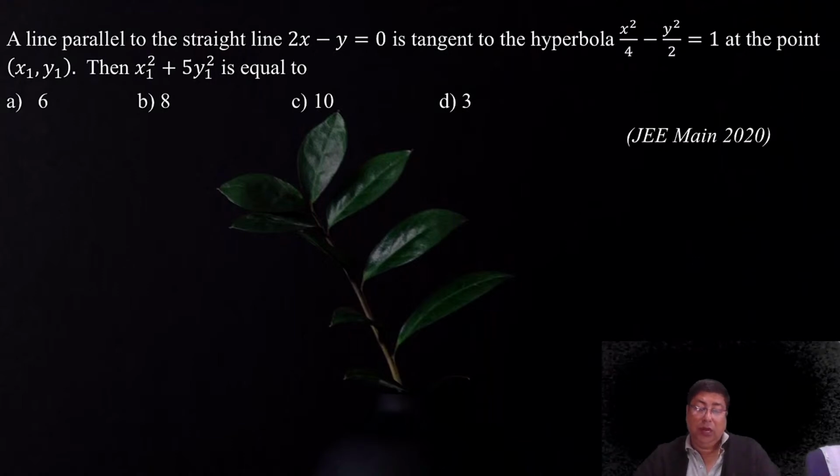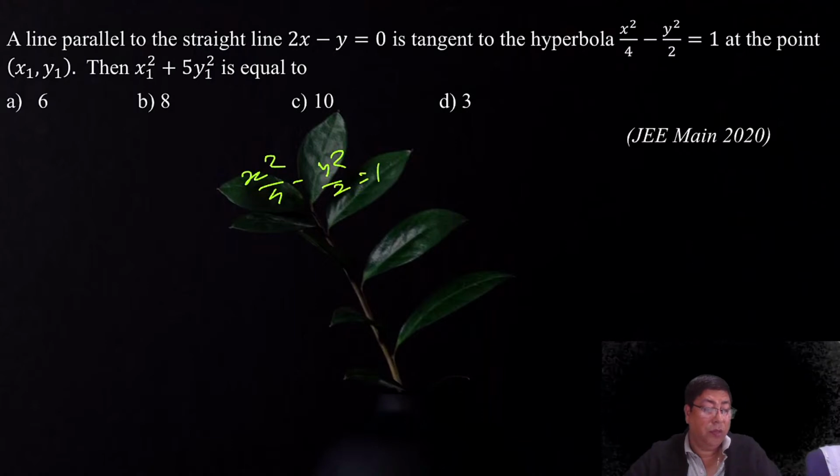A line parallel to the straight line 2x minus y equal to 0 is a tangent to the hyperbola at the point (x1, y1). And what is the thing? The given equation of the hyperbola is x square by 4 minus y square by 2 equal to 1, we know. And the equation of the straight line is 2x minus y equal to 0.